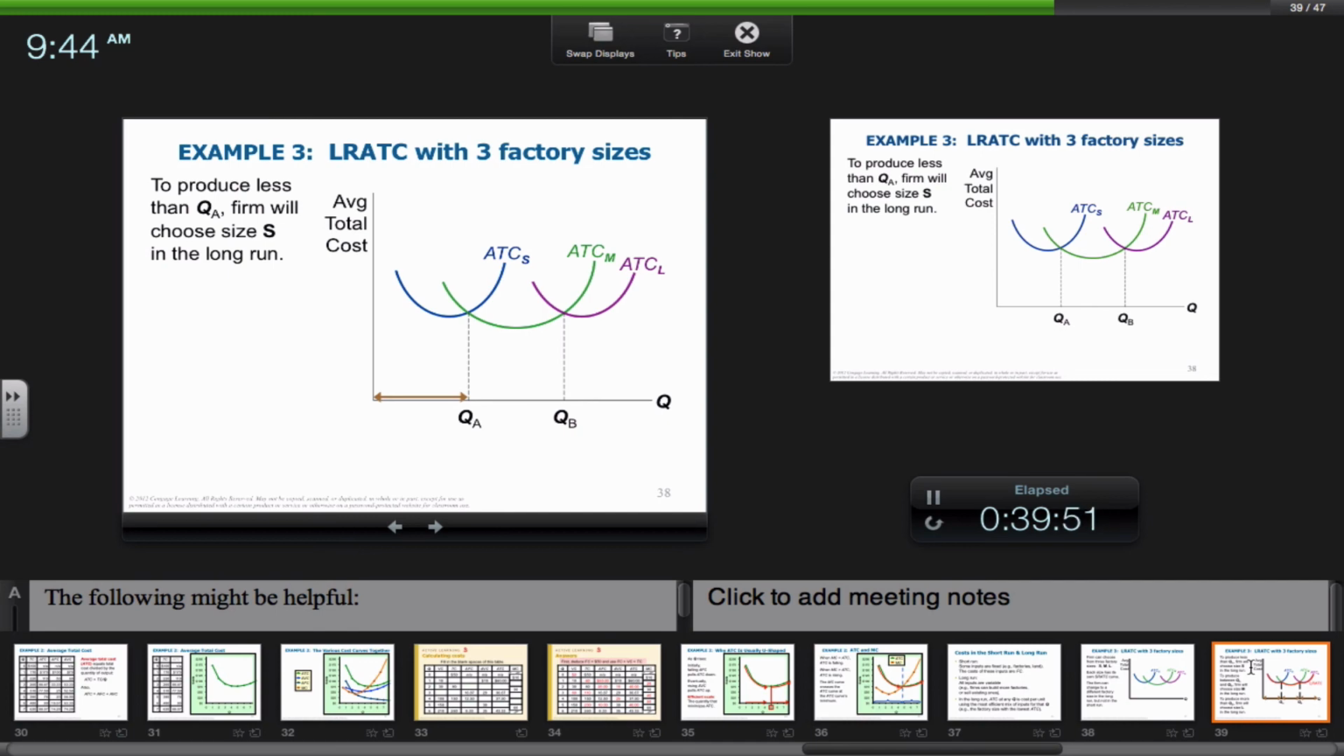It depends on how much you want to produce. How do you know how much you want to produce? If you look at the market, it tells you what quantity you can sell at the market price, right? So you have to look at the market to decide, do I want to produce this much? Do I want to produce this much? To produce quantity A, which factory are you going to build? Small or medium? Small.